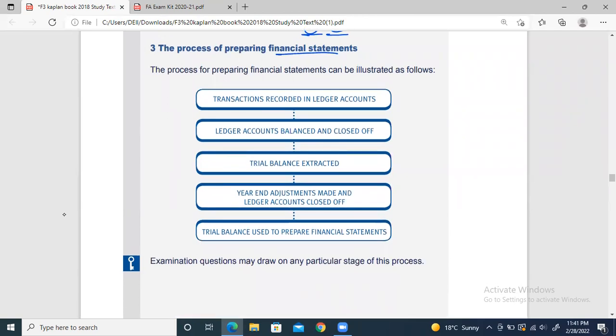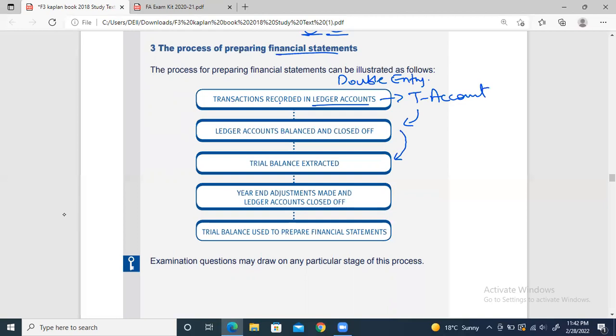As you can see over here, in the financial statements, this is the step-by-step approach we discussed in some other class before, when we started this syllabus. So transactions recorded in ledger accounts are basically the T accounts. Even before this, double entries are made. After the double entry, the T accounts are made. The T accounts are then balanced off, and then closed off, and from these balances the trial balance is extracted.